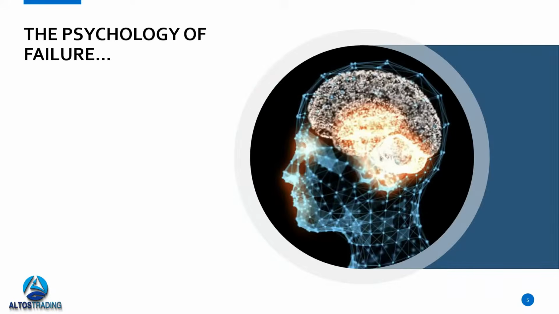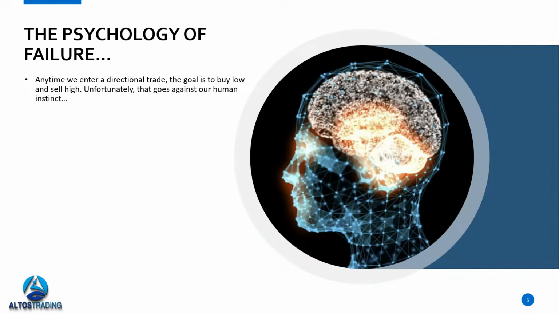So let's just lay a little more foundation in terms of psychology, because it is such an important aspect of all of our trading decisions. So anytime we enter a directional trade, right, we think a stock's going to go up, our goal is obviously to buy low and sell high, but that actually goes against our human instinct. So instead, when a security goes down, we sell it, and when it's already gone up, we buy it. And this is often why we're late to the game, right?